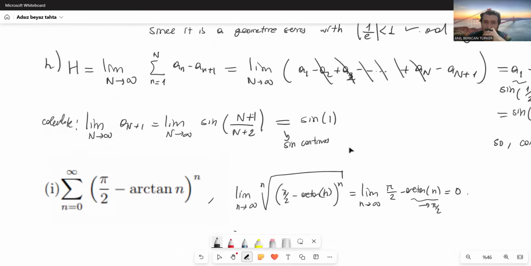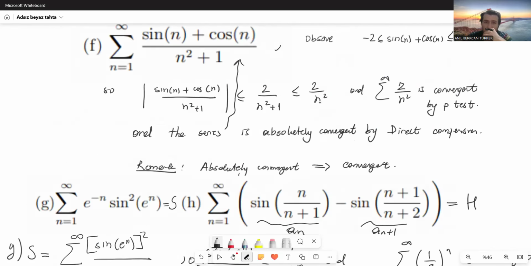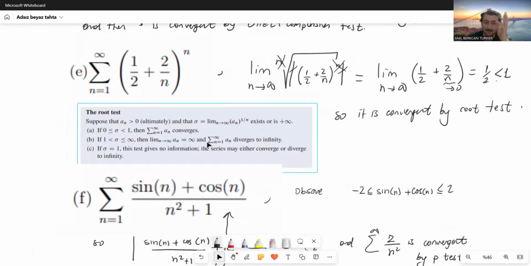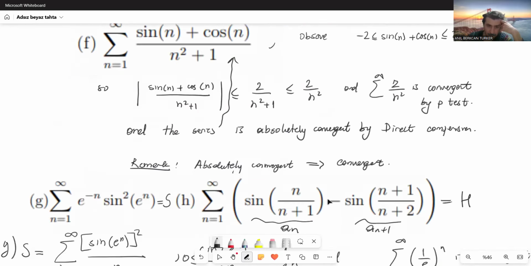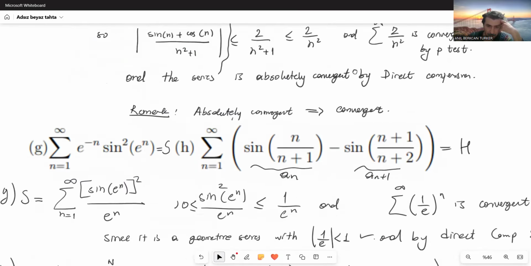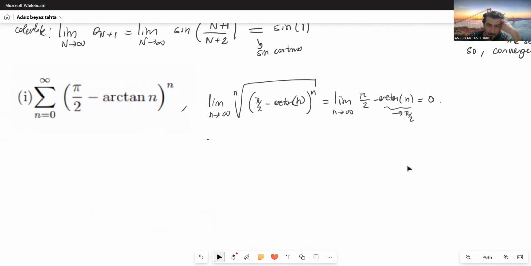Let me remind you the conditions of the ratio test, root test. If this limit is 0, then it's convergent. So we are in a good spot. So convergent by root test.